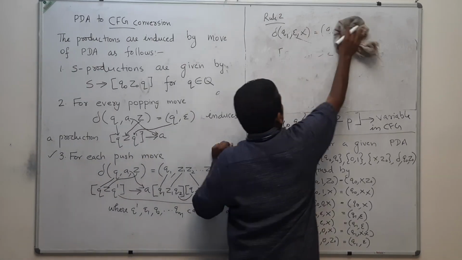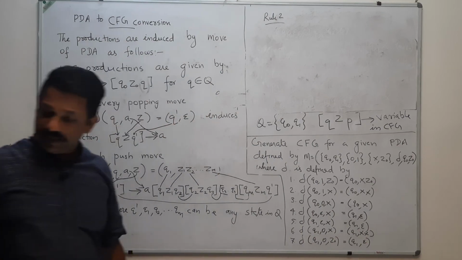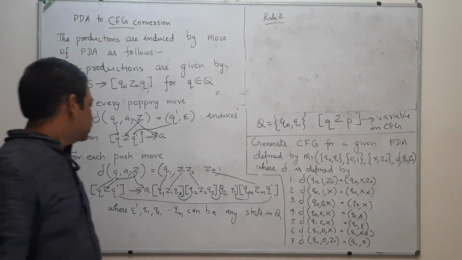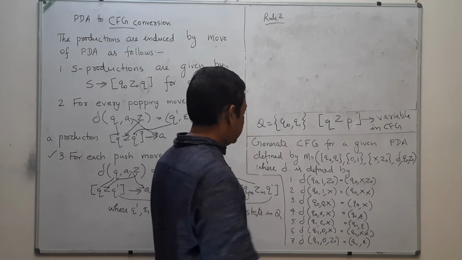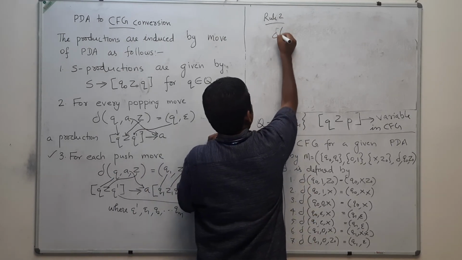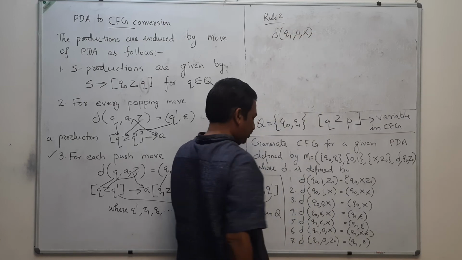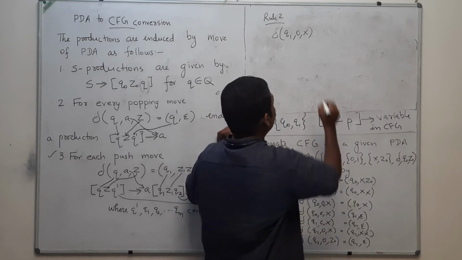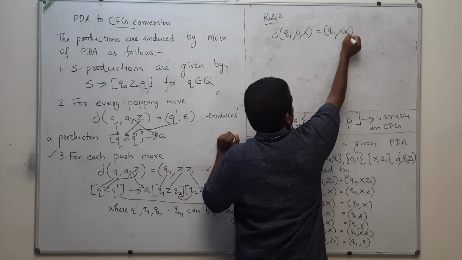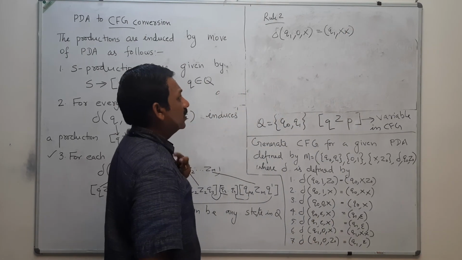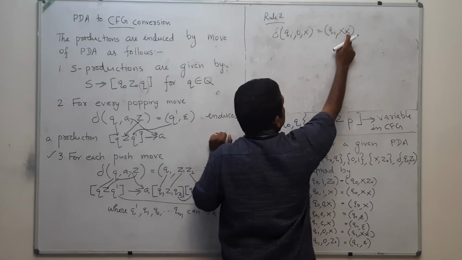And the sixth rule, the sixth one, is a pushing operation. Delta of Q1 0 x is equal to Q1 x x. Okay, that is here as this is x x.